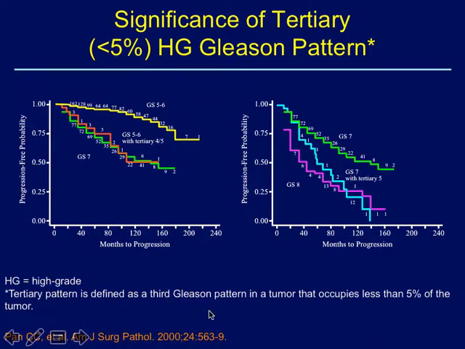Actually, there was. This came out of Johns Hopkins, showing that if you looked at what we call tertiary, very little, less than 5% of a high-grade pattern, in something that would otherwise be graded as a Gleason score of 5 or 6, that they behaved more like 7s on outcome. So it should have been included in the score. And if you look at Gleason 7 tumors that had a tertiary less than 5% of a pattern 5, they behaved more like Gleason 8s. So it should have been part of the score. And so that's one piece of data.